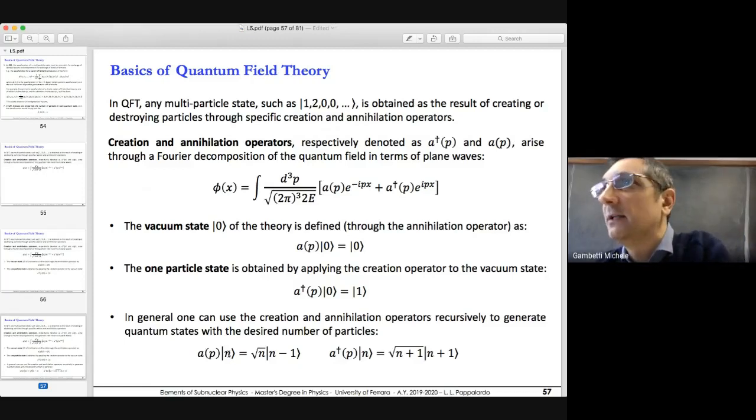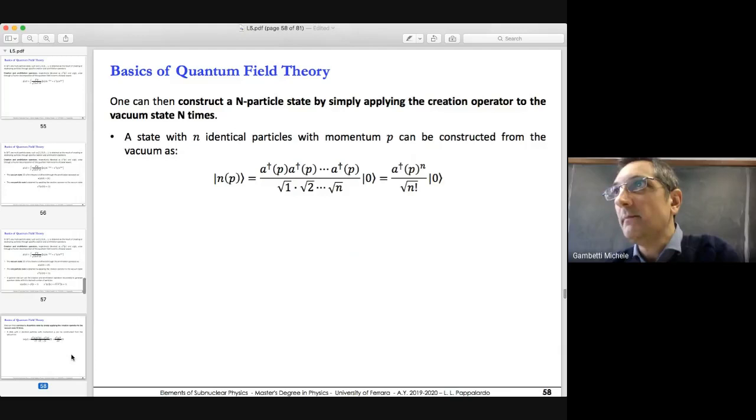So suppose you start with an n particle state, you apply the annihilation operator, you end up with an n minus 1 particle state. Or suppose you create a new particle, so you move from an n particle state to an n plus 1 particle state. Okay, so this is essentially quite trivial to play around with the number of particles in a quantum state in quantum field theory. Let's make something more realistic.